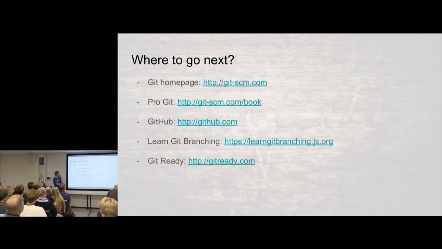Here are some more resources. The Git homepage has a link to ProGit. ProGit is a pretty good introductory book on Git. It shows you most of the workflows and commands. GitHub is obviously the biggest company making a business around Git. It's where a lot of code is shared these days. And it's certainly a whole ecosystem of its own.